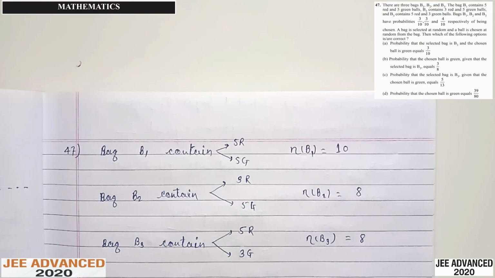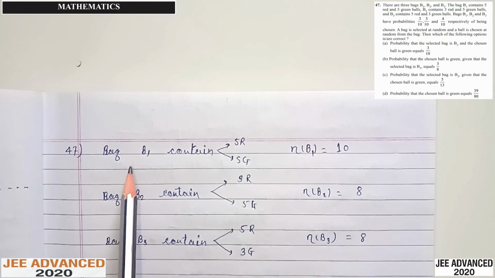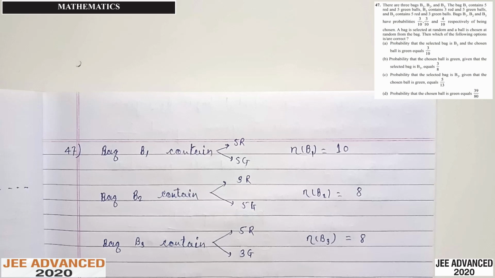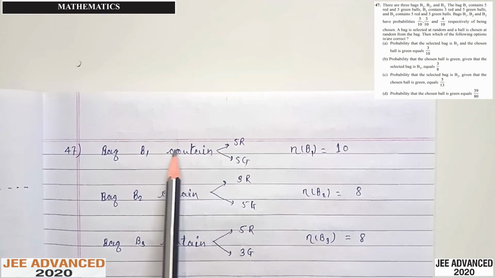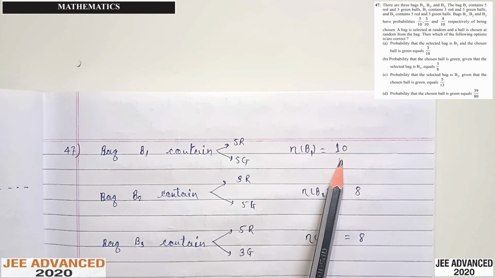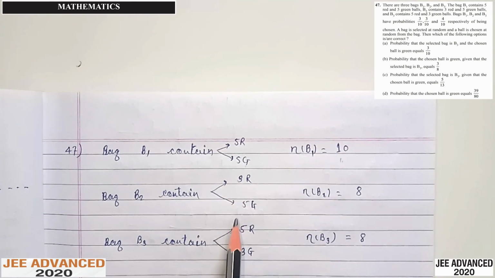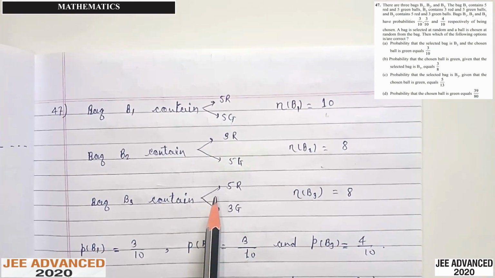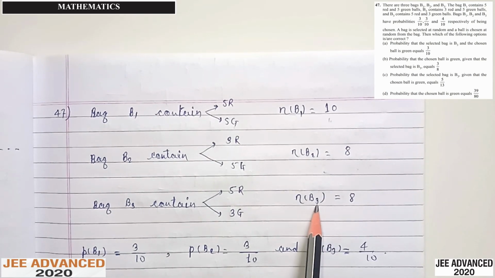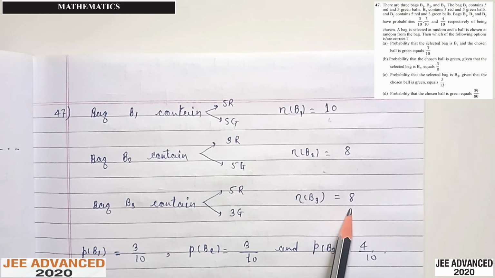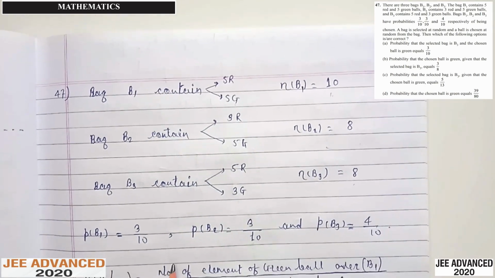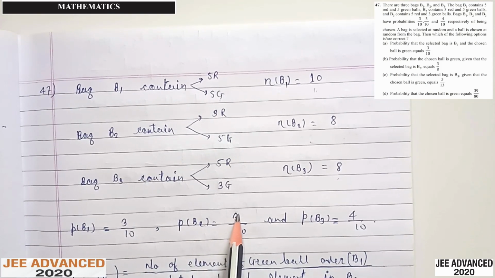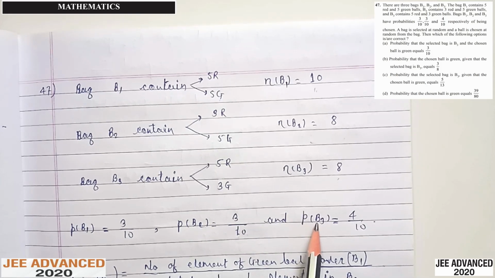In the question, we are given that bag B1 contains 5 red and 5 green balls. So in bag B1 we have 5 red and 5 green balls, which means the total number of balls in bag B1 is 10. Similarly, bag B2 contains 3 red and 5 green balls, so the number of balls in bag B2 is 8. Similarly, bag B3 contains 5 red and 3 green balls, so the number of balls in bag B3 is 8. This is all the given data, plus the probability for each bag is given. The probability of bag B1 is 3 by 10, the probability of bag B2 is 3 by 10, and the probability of bag B3 is 4 by 10.